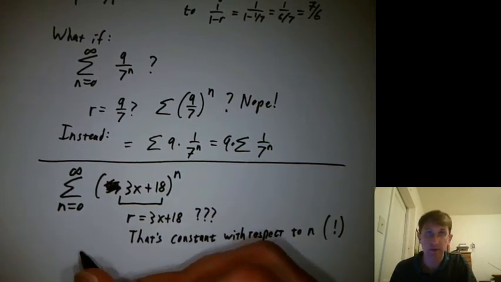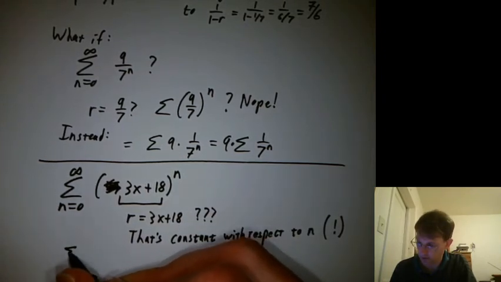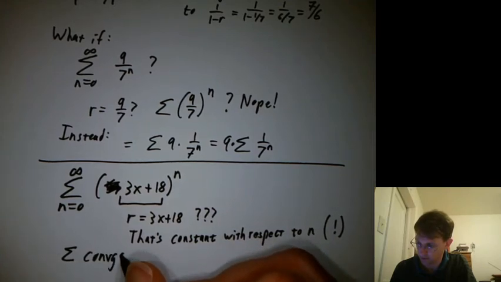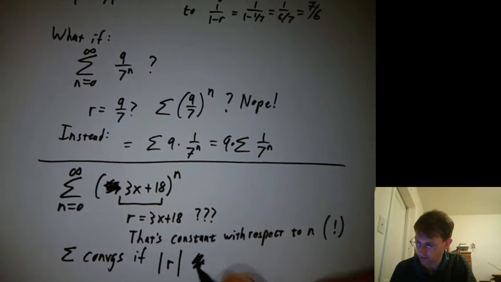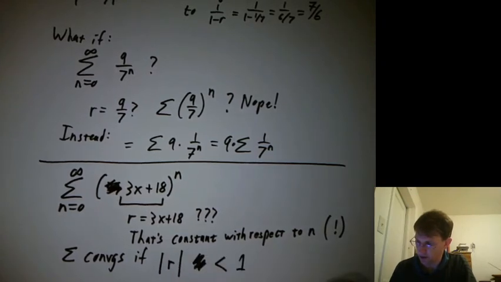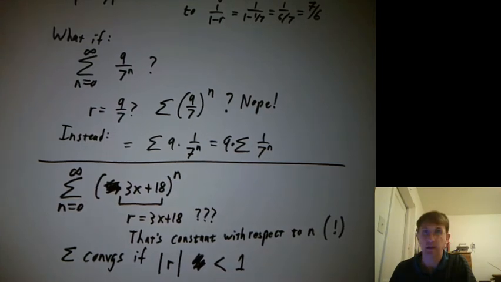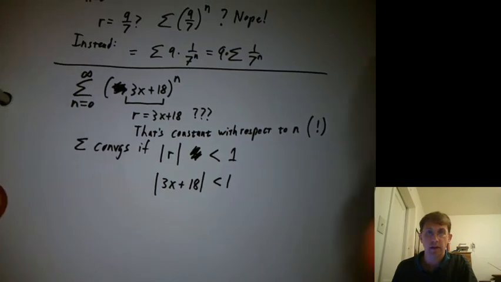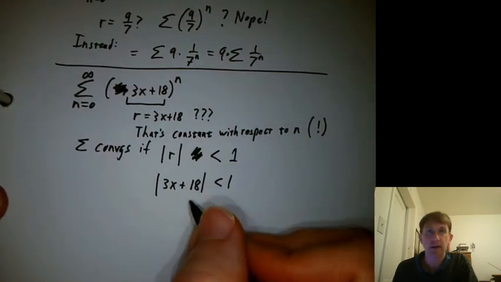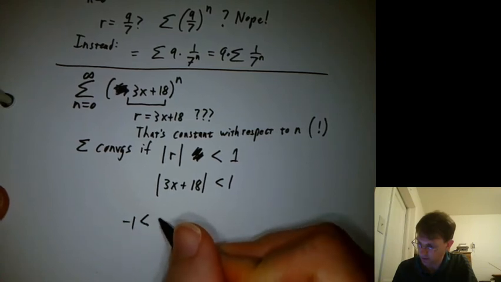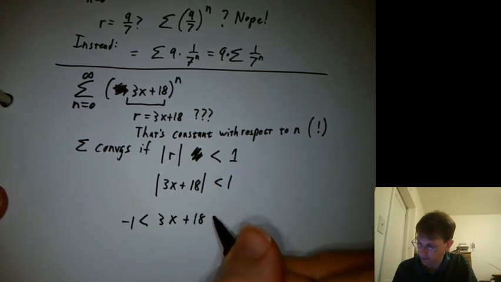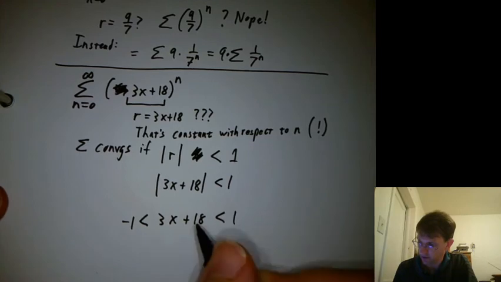So when does the series converge? If absolute value of r is less than, not less than or equal to 1, less than 1, so I can just copy r, 3x plus 18 is less than 1. And then I need to solve that. What can I say about that? I'd say -1 less than 3x plus 18 less than 1.